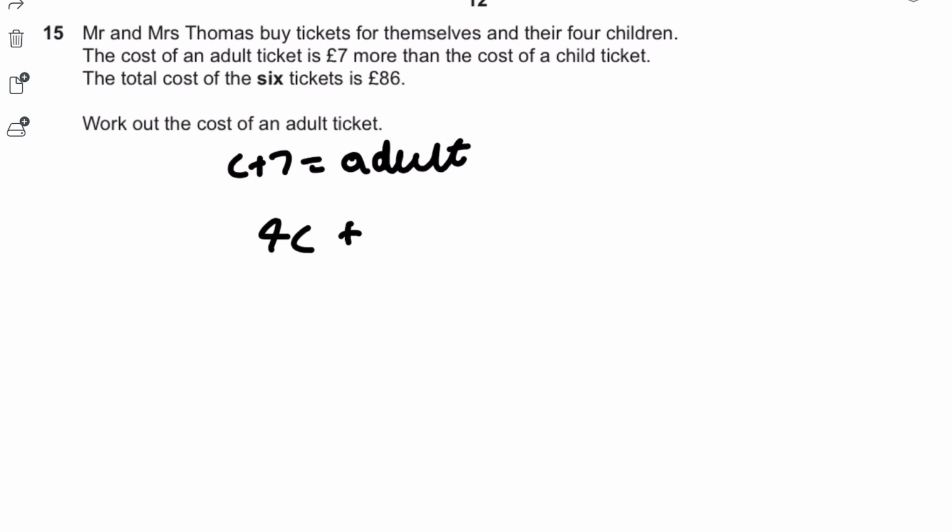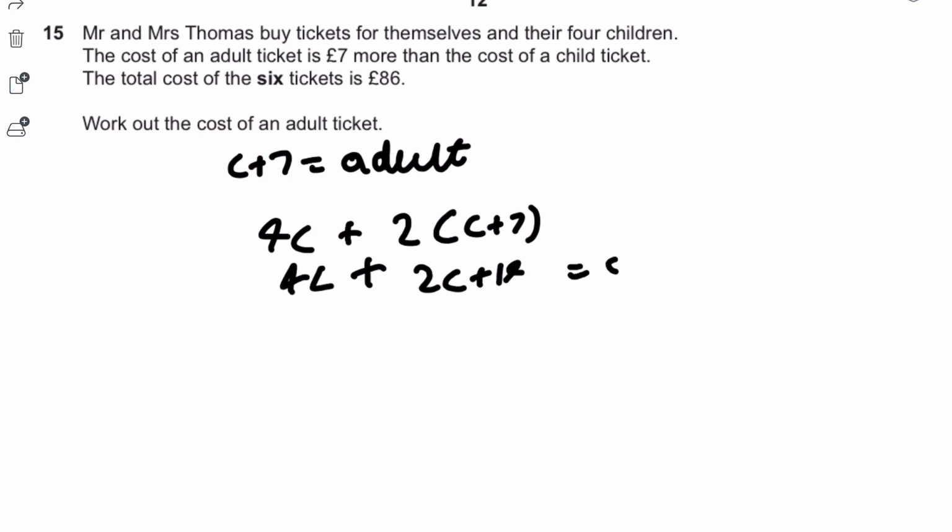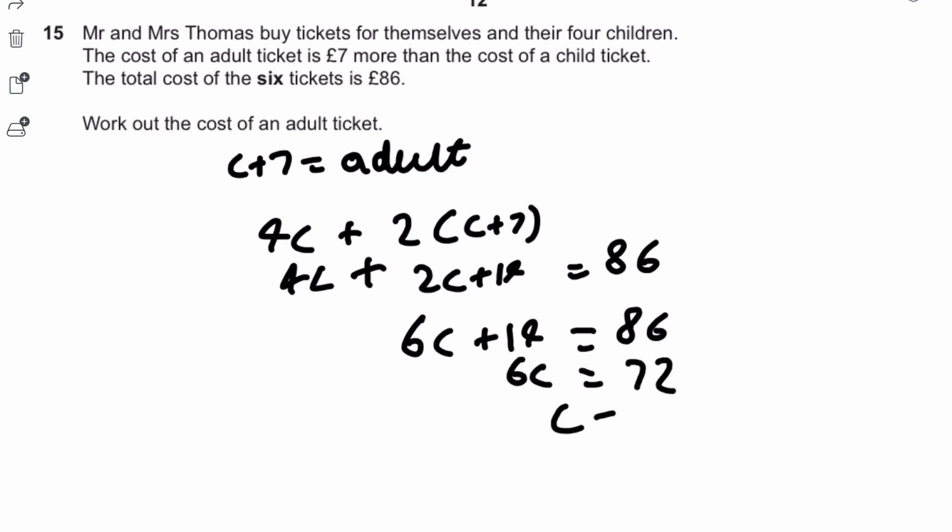So 4 children would be 4C, plus 2 adults would be 2 brackets C plus 7, which is 2C plus 14, plus 4C equals 86. So 6C plus 14 equals 86. 6C equals 72. C equals 12. Adult equals £19.